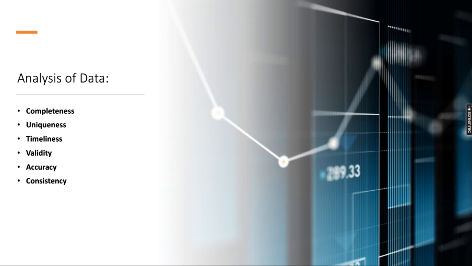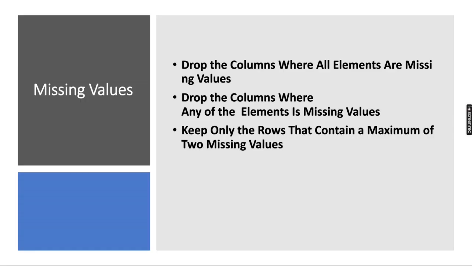Now, analysis of data. If we are talking about the analysis or the quality of the data, then these are the parameters. Completeness means the data has to be complete at any point of time. Then uniqueness, the data has to be unique. It has to be present on time. Then the validity of the data has to be checked. We also have to check the accuracy of the data, and the data has to be consistent across different tables. So consistency needs to be checked.